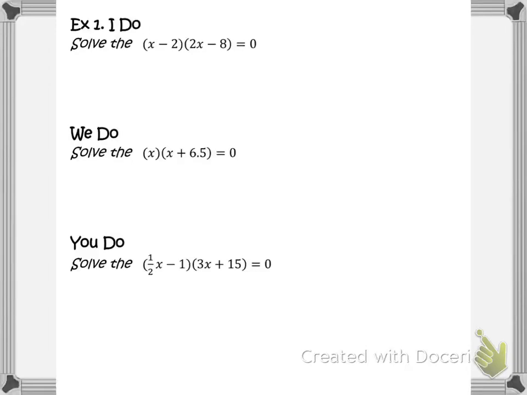Alright, first example, the I do. Solve: parentheses x minus 2, parentheses 2x minus 8 is equal to 0.